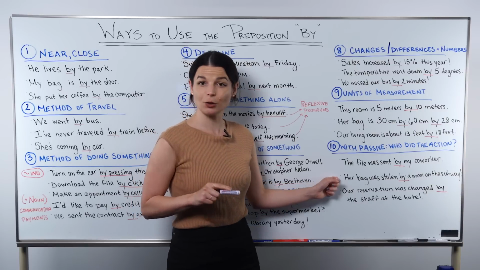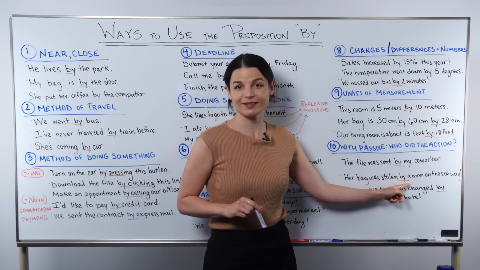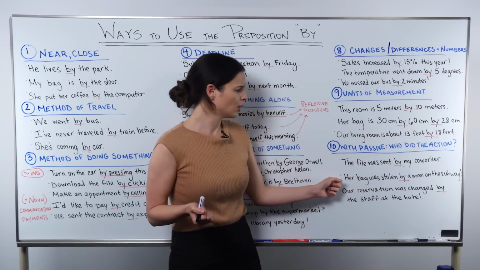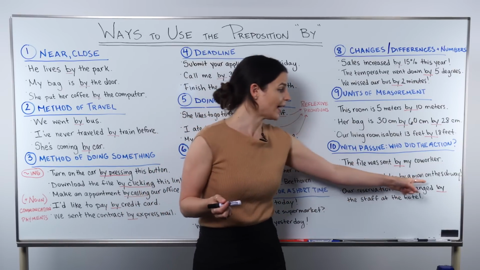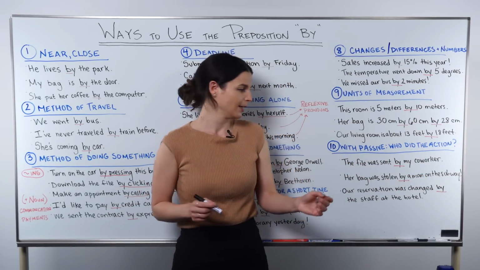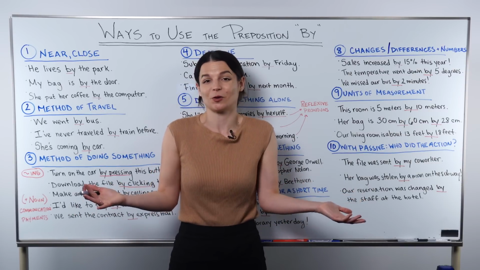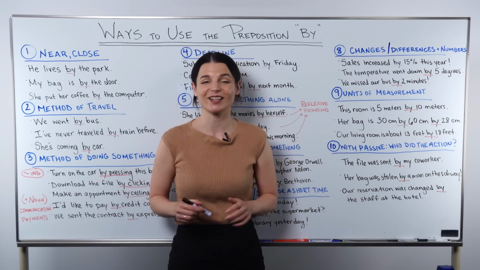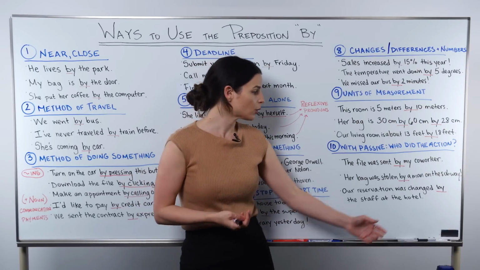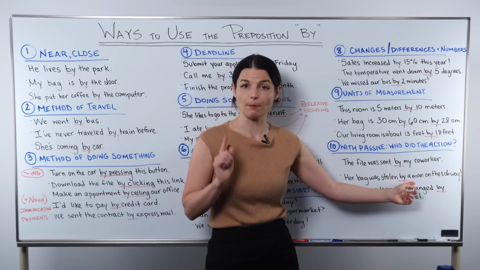Okay, next example. Her bag was stolen by a man on the subway. This is answering who stole it? A man on the subway. So we connect the 2 with by here. Again, her bag was stolen is perfectly fine. If you don't know who stole the bag, that's okay. You can just use that sentence. But if you want to include some extra information about who did that action, you can do it with by.